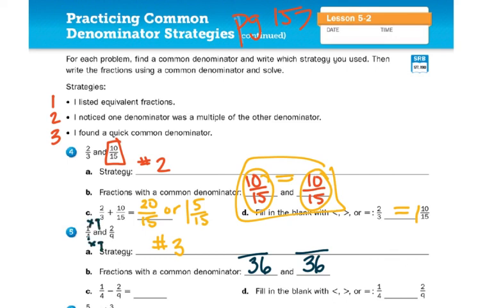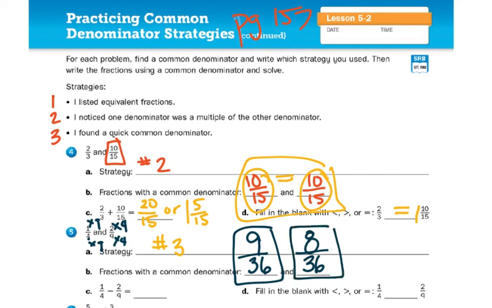So take 1 times 9 to get 9. And 9 times 4 is 36. So take the top number times 4. So I have 9/36 and 8/36. Now I can subtract: 1/4, which is the same as 9/36, minus 2/9, which is the same as 8/36. I get 1/36.